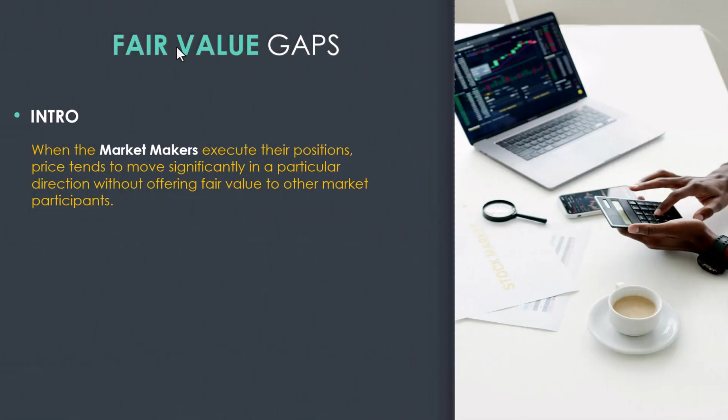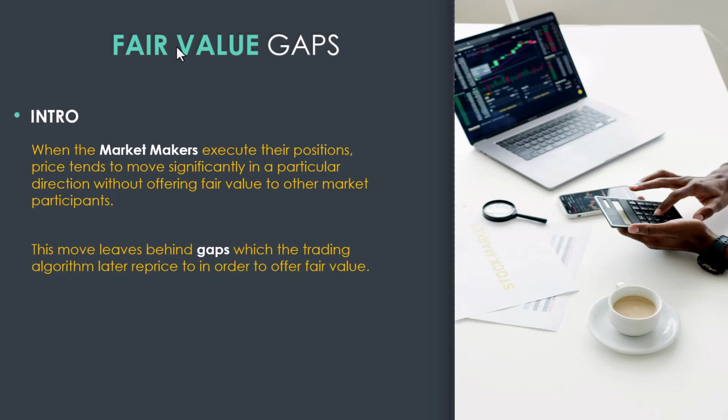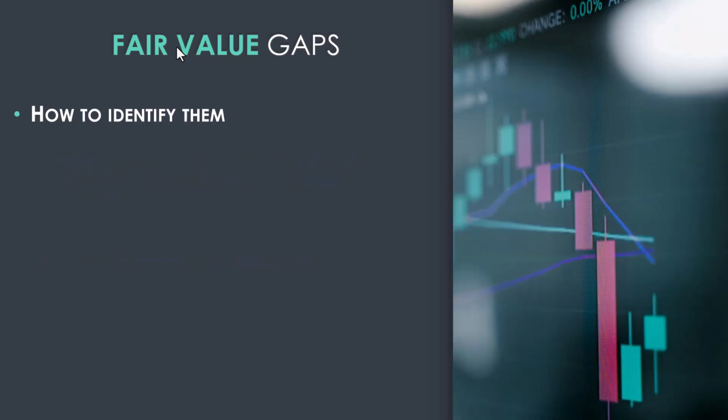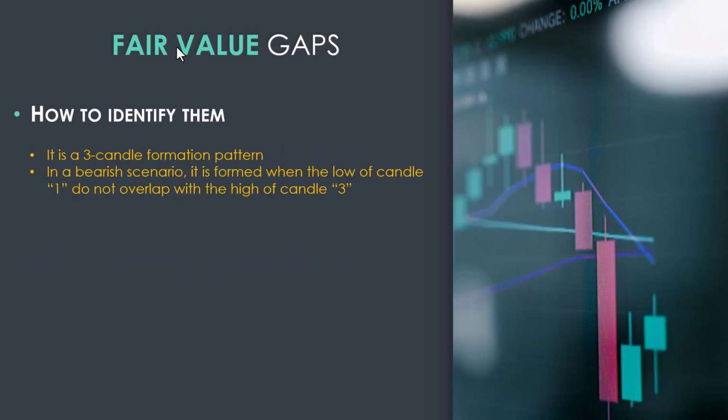Now, when the market makers execute their positions, price tends to move significantly in a particular direction without offering fair value to other market participants. This move leaves behind gaps which the trading algorithm later reprices to in order to offer fair value. Now, how do we identify these gaps?